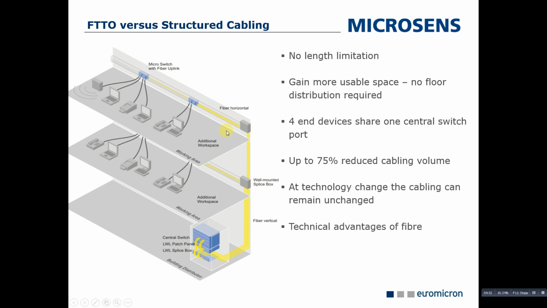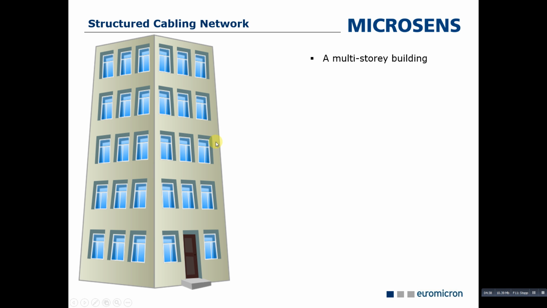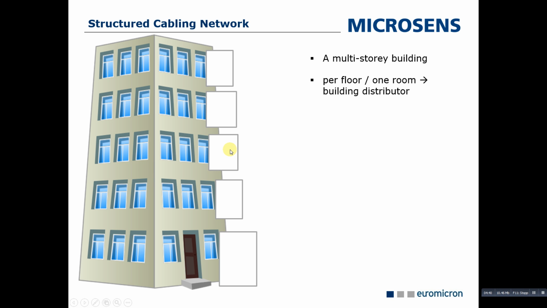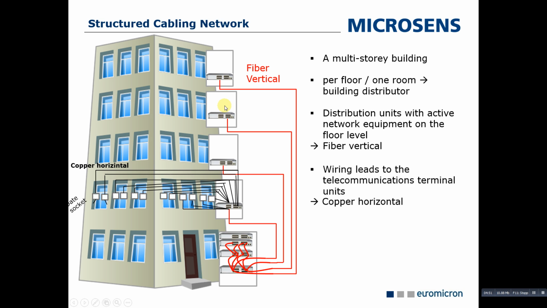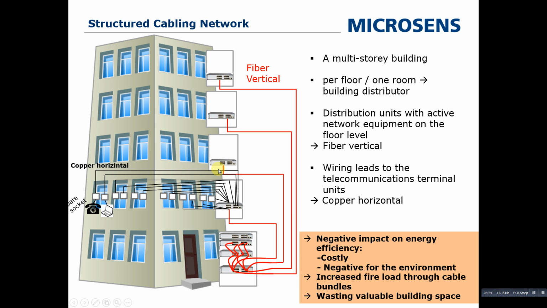All right. So what we can see here is an old animation by Microsense, showing again the structured cabling solution with all these disadvantages: a lot of cables, the rooms, distribution switches, and surely it is costly, definitely, and it has a negative impact on the environment. Additionally, the Cat6 cable increases the fire load through cable bundles, because the Cat6, Cat5 cables are working with power, and the fiber cables are working with light. So with light, you don't have any problems with fire.